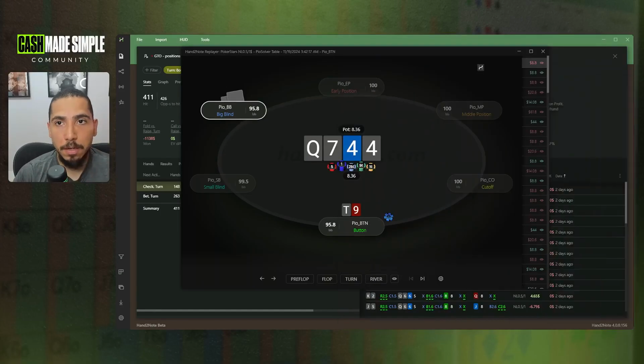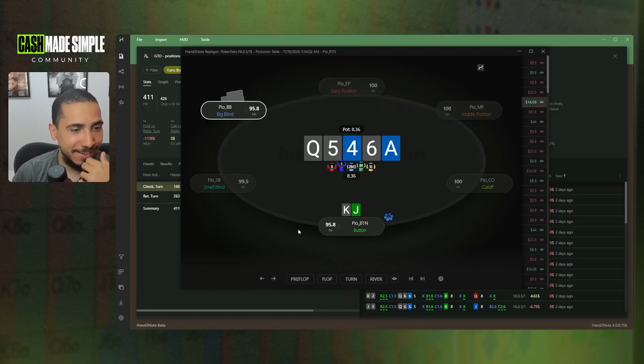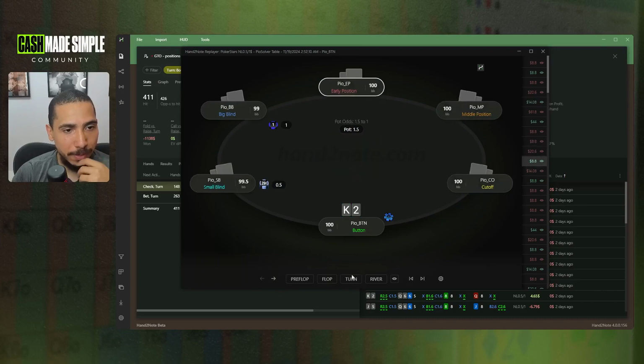Take a look at that. Really, really interesting, 60-40. So we should be checking sometimes. King Jack. Who checks King Jack with the King of Spades here? I don't. I'm not gonna lie here. I don't check King Jack here with the King of Spades. 10-6 of clubs, I'm mostly betting this too.